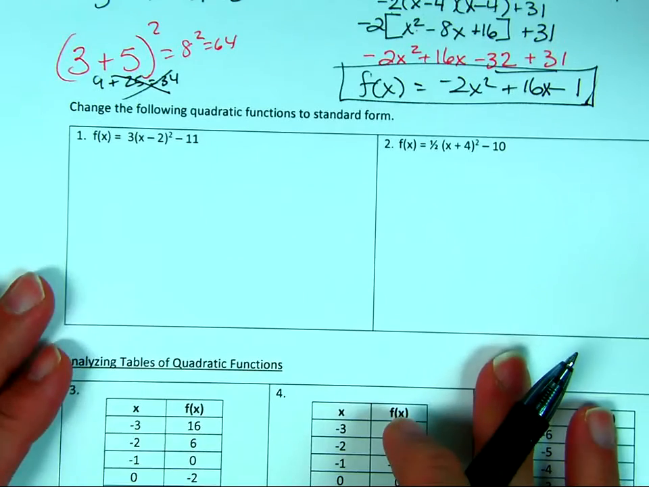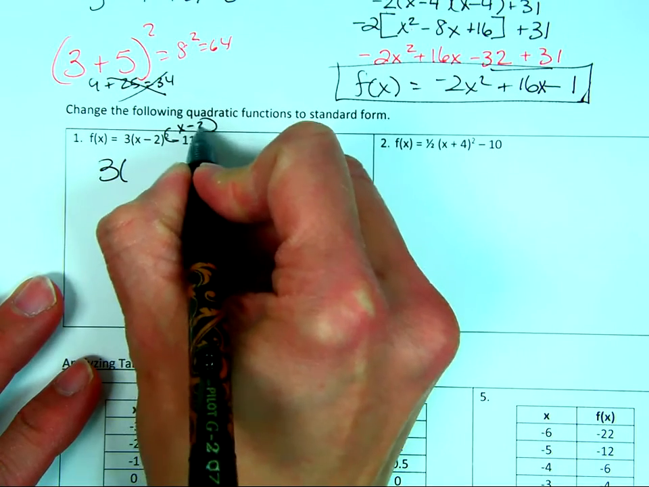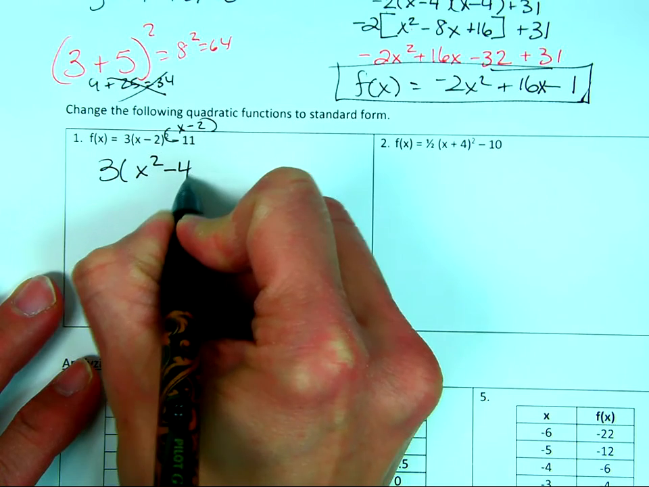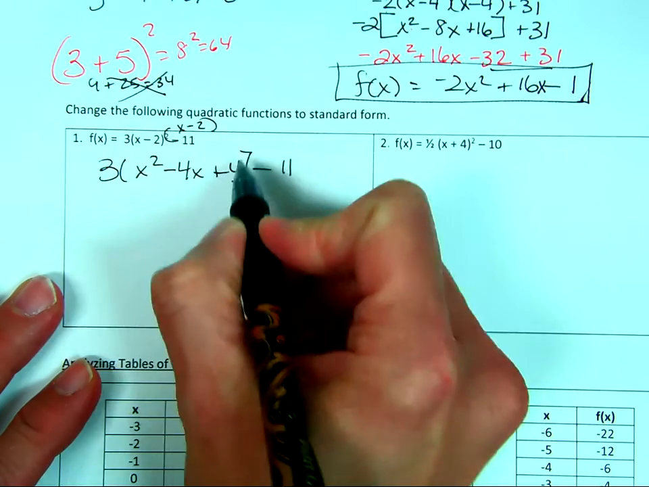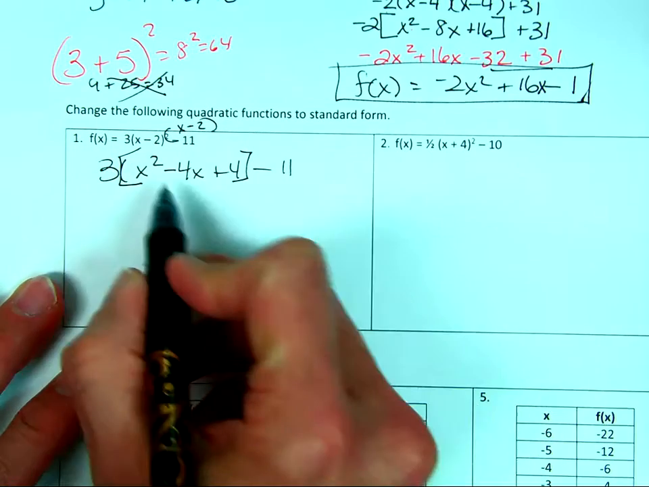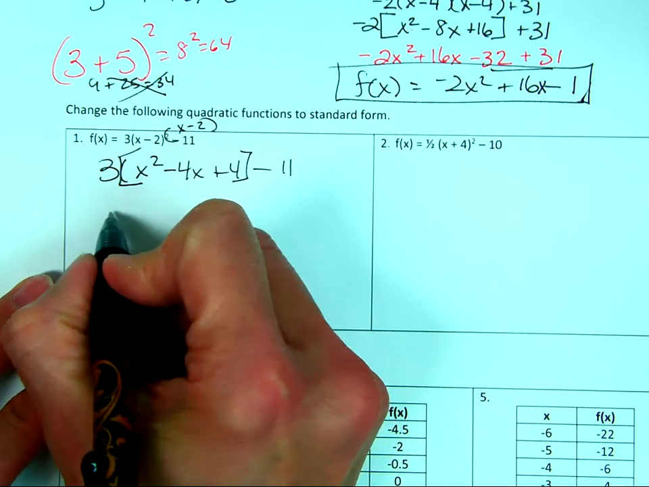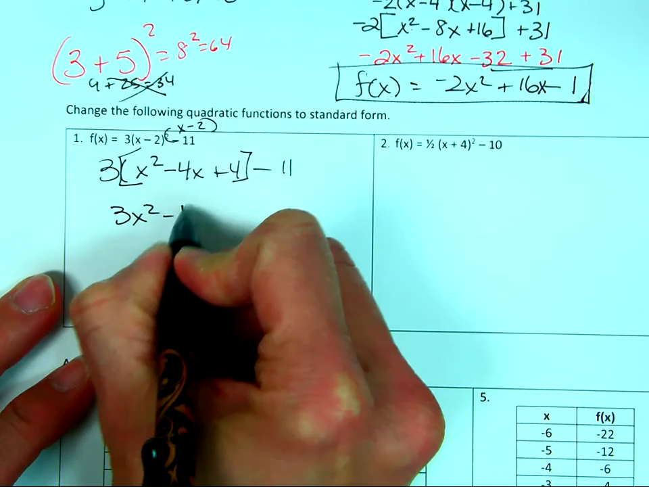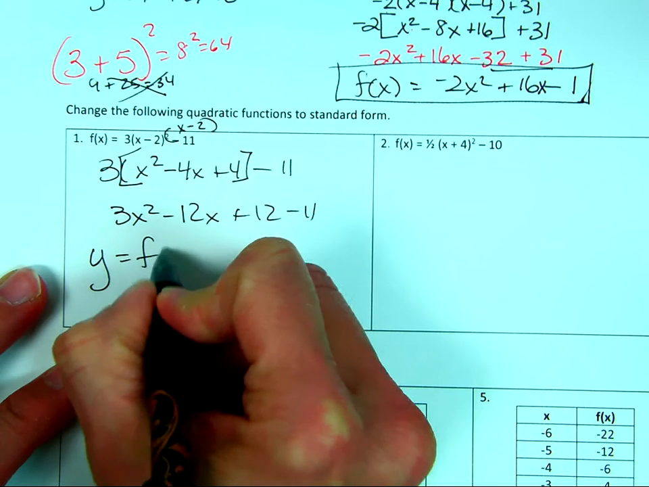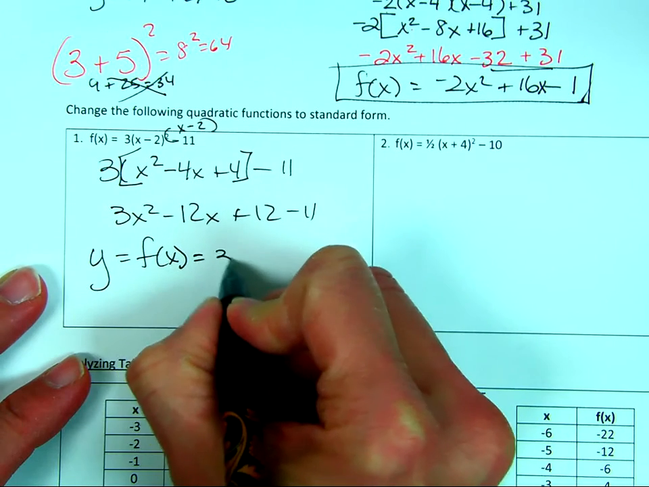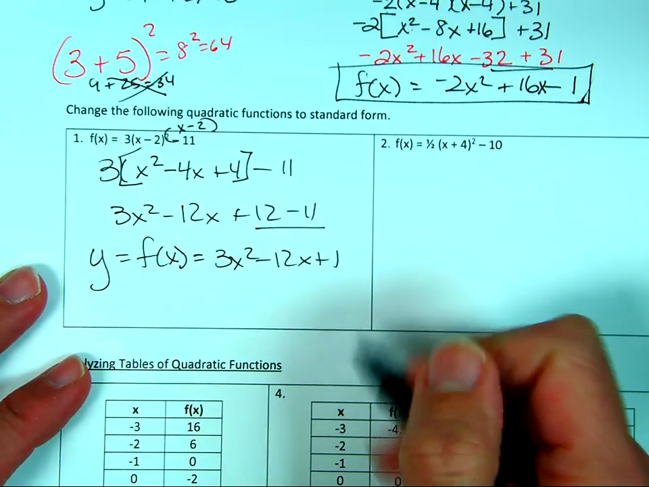All right, so these two, let's do this. 3 times, and remember I have to go like this, (x minus 2) squared. So I'm going to get x squared minus 4x plus 4 minus 11. But this whole thing right here has to be multiplied by 3. So I have to wait on that subtracting 11 until I'm all done with this. So I do 3x squared minus 12x plus 12 minus 11. So finally I get y or f of x, either one of those is acceptable. I get 3x squared minus 12x plus 1, because these two combine to be that plus 1.